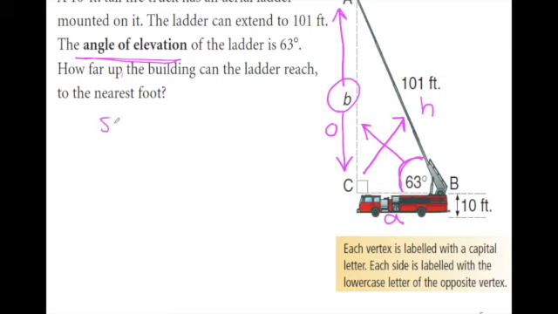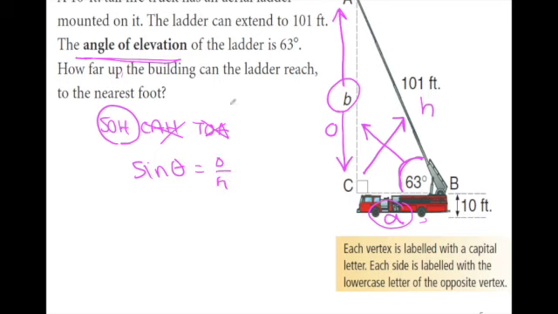So when using SOH CAH TOA, you have to figure out your ratio that you're going to use, and you haven't been given any information for that adjacent side. So you can't use CAH and you can't use TOA, so you're going to use sine. So here is your sine ratio. So sine theta is opposite all over hypotenuse. And then remember that you are given that reference angle of 63 degrees. And then your opposite side, which is B, all over your hypotenuse, which is 101.